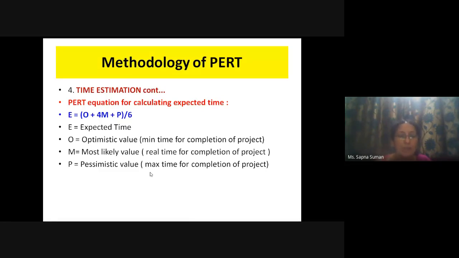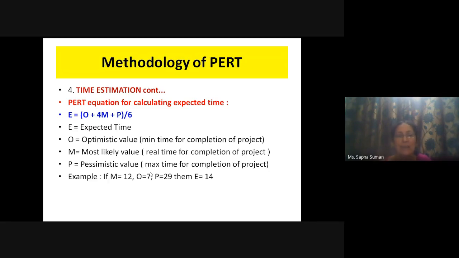Okay, O is optimistic, M is the normal or the most likely value, and P is the pessimistic value. All these are marked and already calculated. So they are put into the formula, and the value of E, that is the expected time, the most probable time in which the project will complete, can be calculated using this formula.